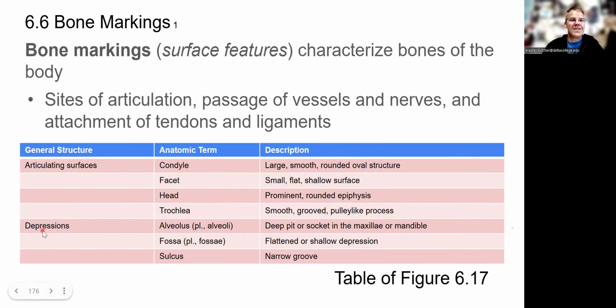The next category are depressions. Depressions kind of go into the bone. So you have the alveolus, or the plural of that is alveoli. This would be a deep pit or a socket in the maxilla or in the mandible. So in your face here. Fossa, or the plural are fossae. These are flattened or shallow depressions. And then a sulcus is a narrow groove.